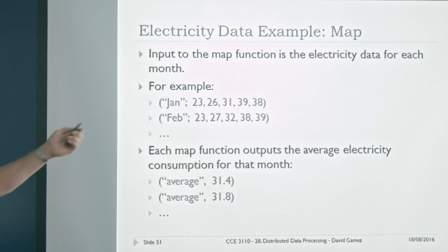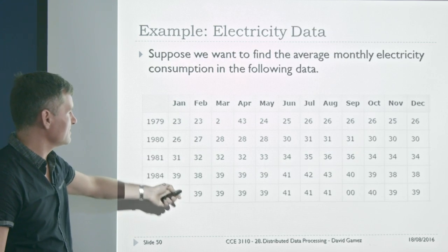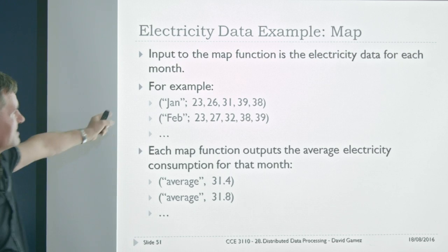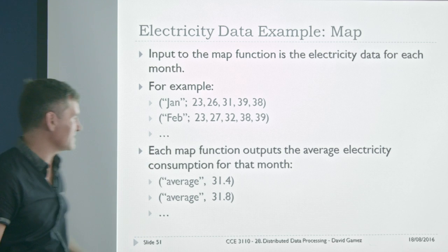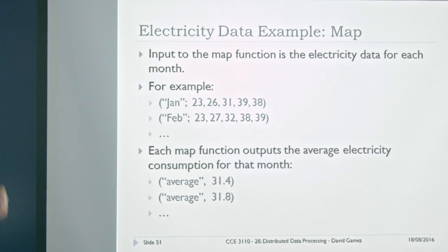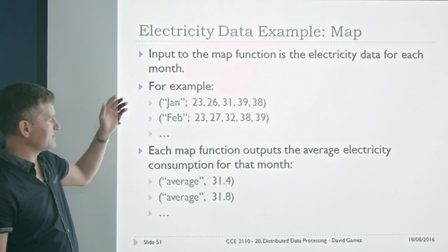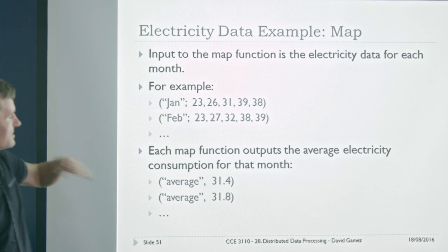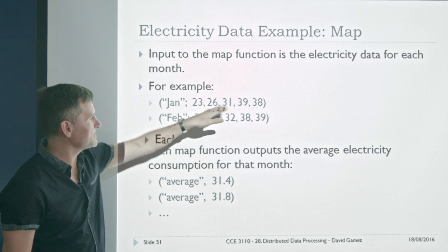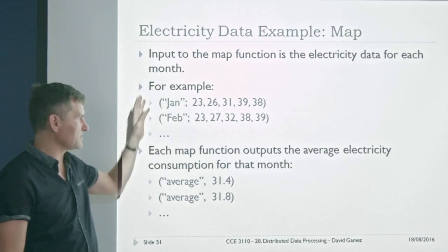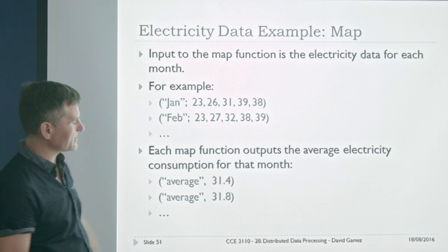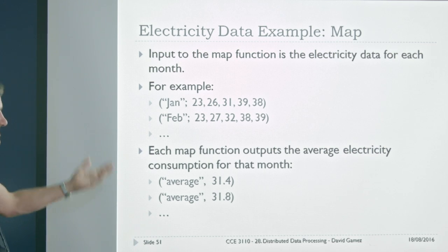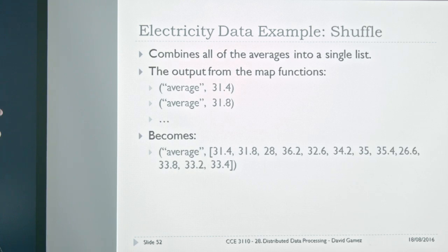So you see 23, 26, 31 is this column here. So we feed one mapper the key and this set of values, and another mapper function this key and its set of values. And then each map function is outputting the average electricity consumption for that month. In this case, the output is just the average. The mapper is taking the average of all these numbers here and just outputting the average. We don't need the fact that it's January because we're looking for the global average here. So we get like 12 averages spat out from the mapper functions.